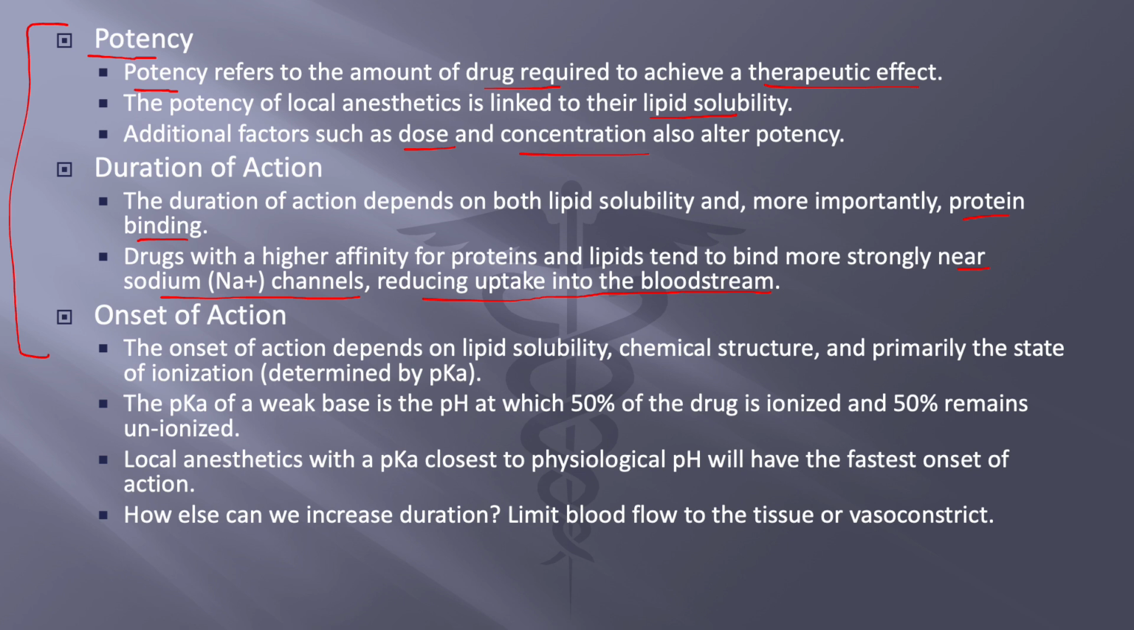Onset of action depends also on lipid solubility, chemical structure, but primarily the state of ionization. So we know that we have to have that unionized portion to go into the nerve and then dissociate again, and that ionized portion inside the cell is what binds to that sodium channel. The pKa of a weak base is the pH at which 50% of the drug is ionized and 50% remains unionized. So the local anesthetics with the pKa closest to physiological pH are going to have your fastest onset of action because we're going to have a more unionized drug to penetrate into that nerve.